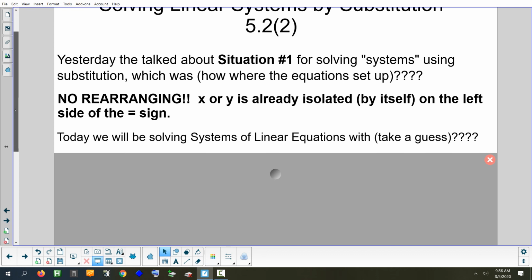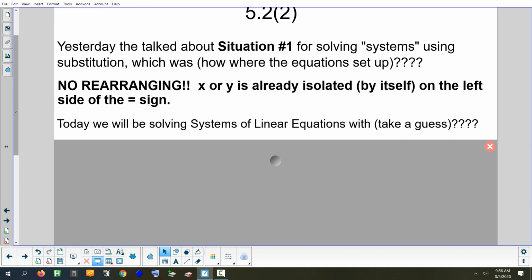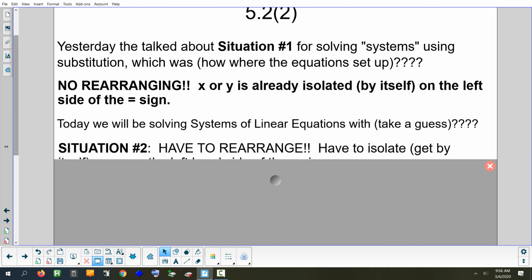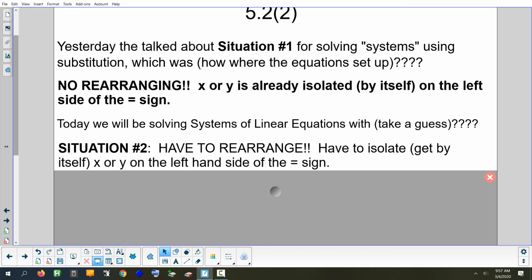Today, we're going to take a look at systems of linear equations where you have to rearrange. Right? So this is situation number 2 on your guided notes. And when we say rearrange, we don't just mean do whatever you want. You have to do something specific. You have to get, or isolate, same thing. You have to get a variable by itself on the left-hand side.